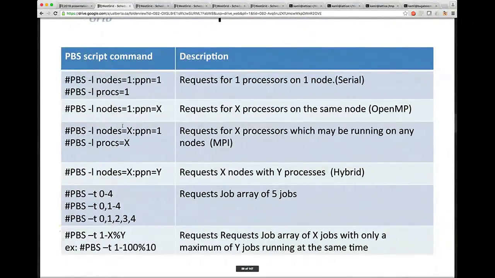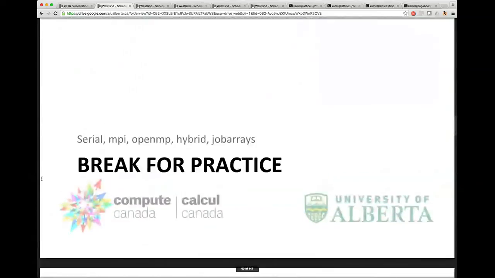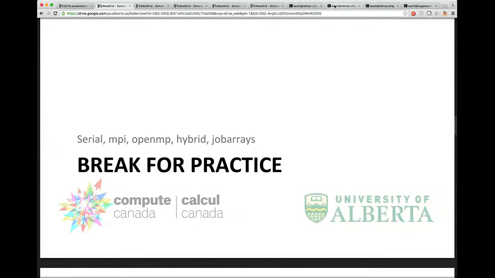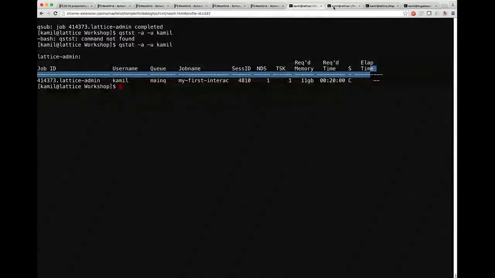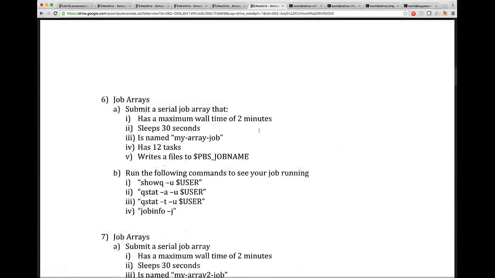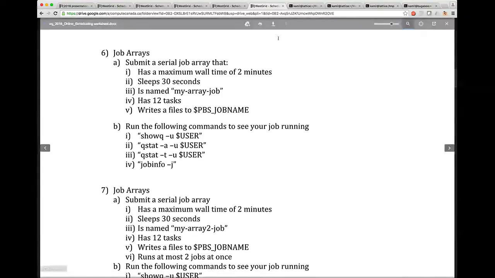And basically here we have all the new PBS commands we've learned. And now we're going to break for practice. Unfortunately, it's already 3 o'clock. So we're going to have to go pretty quickly through these examples. I don't think we're going to have a chance for you to run these. You could run these while I'm showing the outputs.